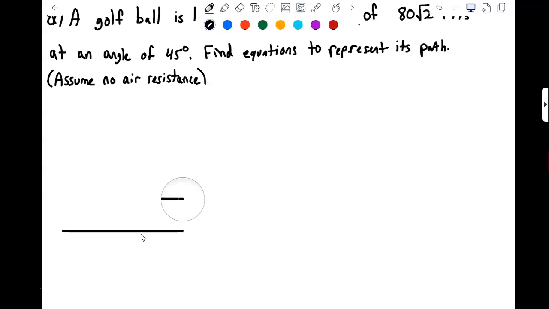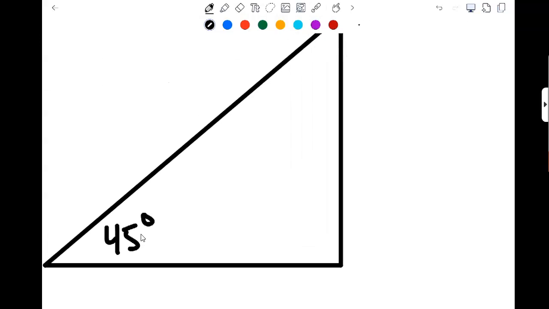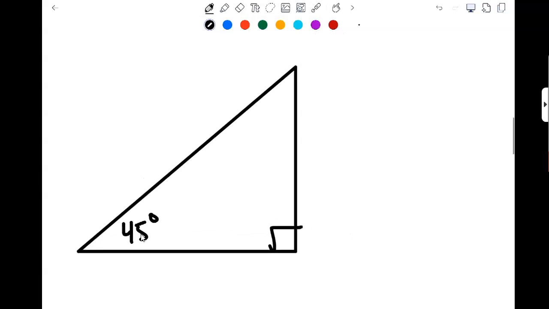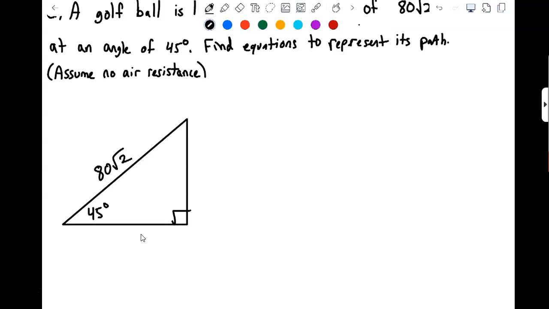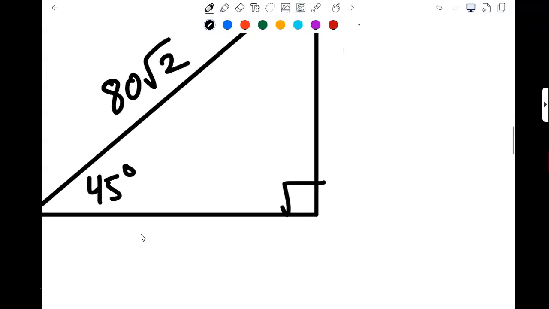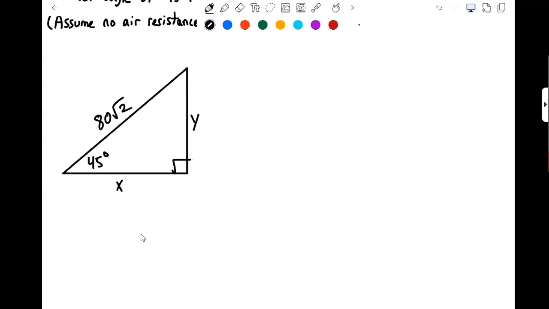We have to realize, hey, that we're dealing with a triangle here, specifically a right triangle. And if we were to look at this right triangle here at an angle of 45 degrees, we would realize that the velocity could be thought of as the length along the hypotenuse. And then both X and Y would be your lengths along the legs. And then we can use some trig to figure out what X and Y would have to be.